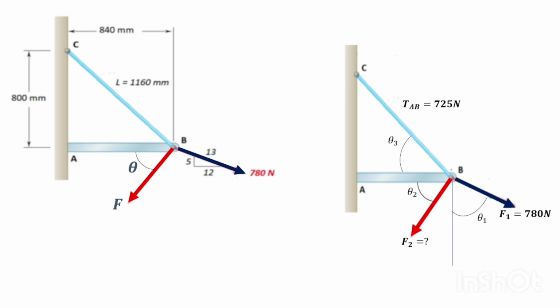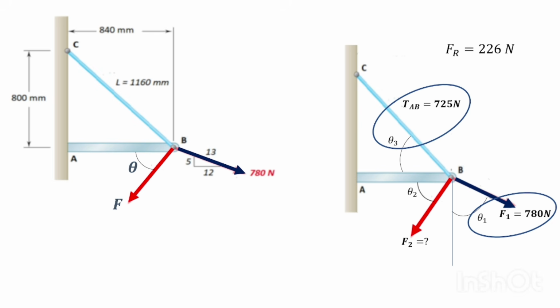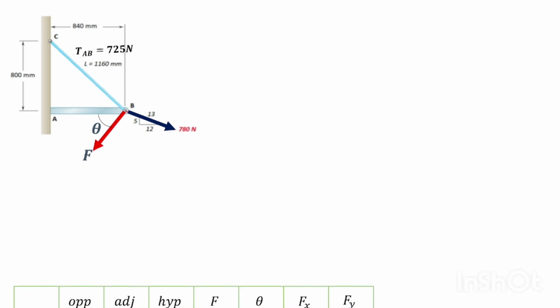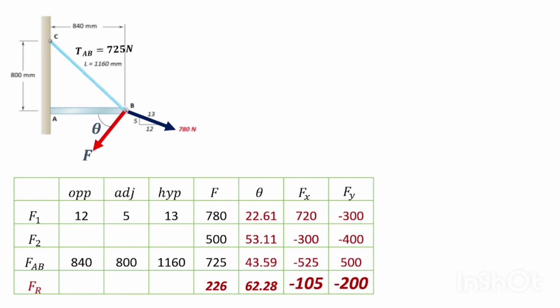So let's note that for this case, this is what we have. We have our force F1 already given, we have our tension already given, and we have our resultant given as 2 to 6 newtons. So we're looking for F2 and theta 2. Basically you just walk through the same procedure, you find the free body diagram and all that and solve through it, and you're going to get something like this.